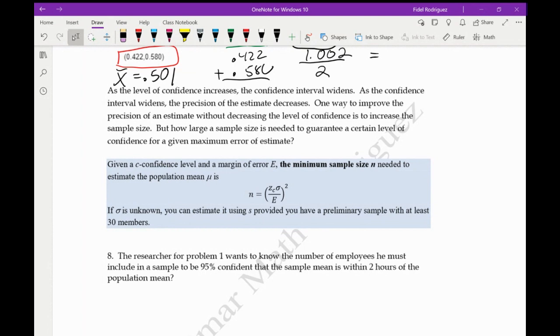Okay, it says, given a C confidence level and a margin of error E, the minimum sample size N needed to estimate the population mean mu is, and they give me a formula right here, in the middle of the page. And it says, if sigma is unknown, you can estimate it using the sample standard deviation, but in this case, we should have it.